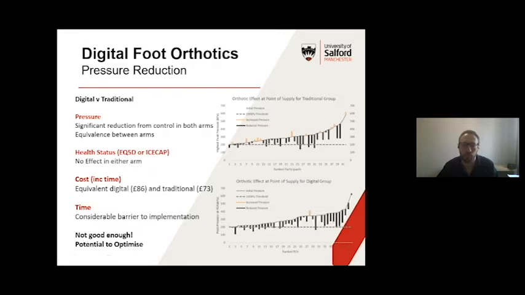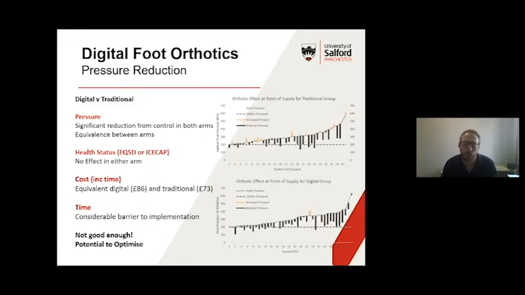Because we're using some of the plantar pressure data in the design, we've got a more targeted intervention, and we're able to provide a more effective solution for more patients. However, across the cohort there weren't any significant differences, or there wasn't a significant improvement in pressure reduction with the digital supply chain arm.